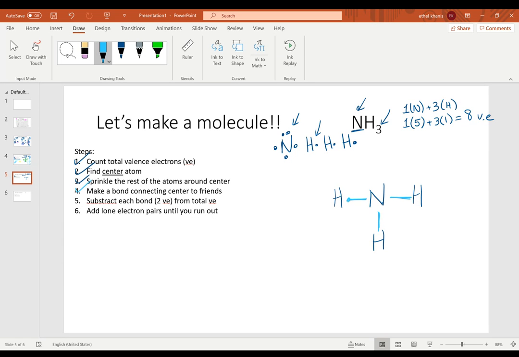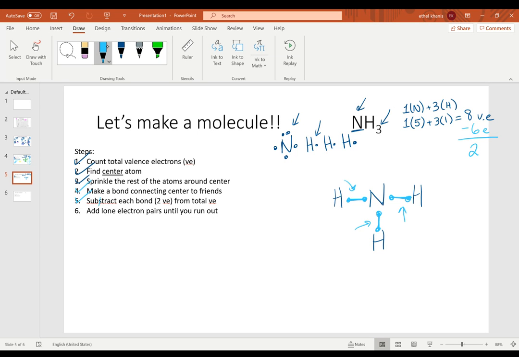Now, as we recall, every bond is made up of 2 electrons. So we have 2 electrons on each bond that are connected. It's kind of like 2 hands holding together, right? You need 2 hands to make 1 couple. All right, so now we're going to subtract each bond from the total valence electrons. So right now, there are 2 electrons here, 2 right there, and 2 right there. So that's 2, 4, 6 electrons. So we're going to subtract 6 electrons from our total. So we end up with 2 left over. So that means we have to do our last step. So we're going to add lone electron pairs until we run out.